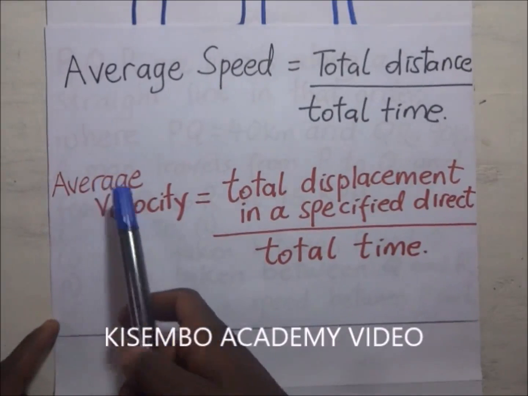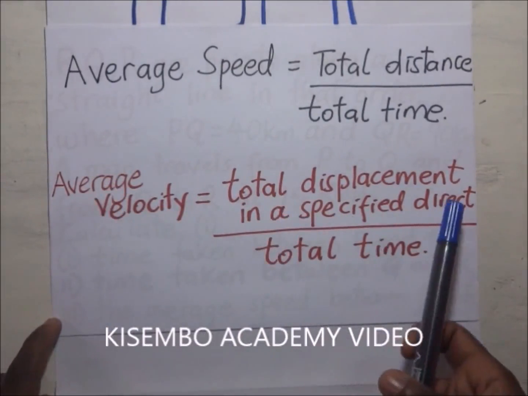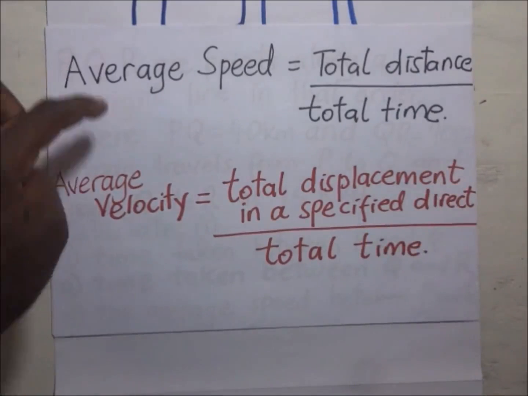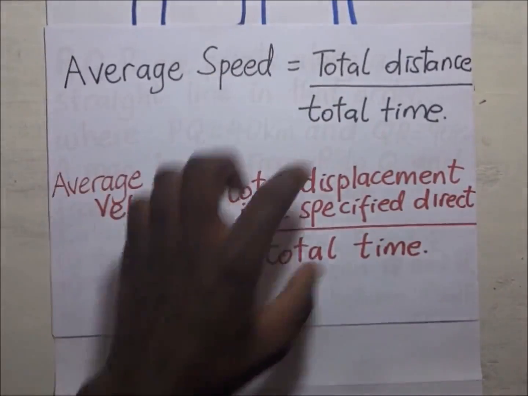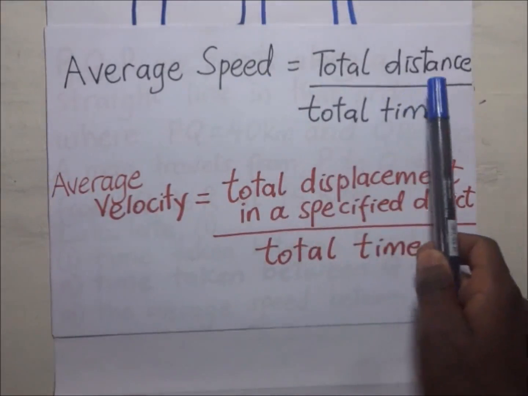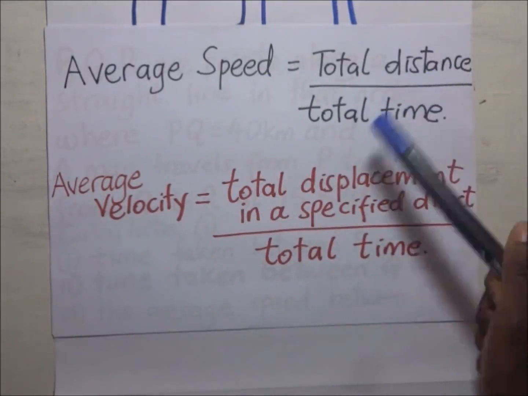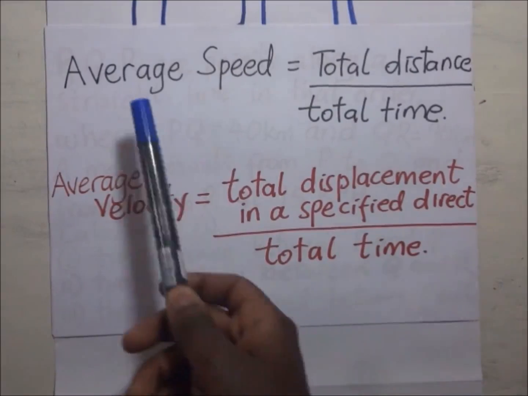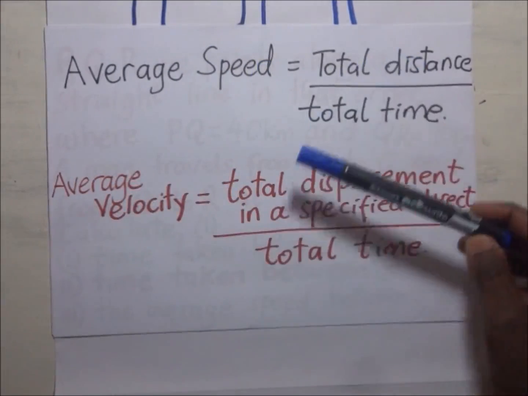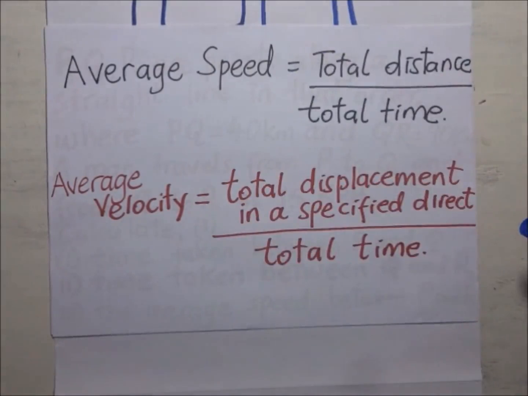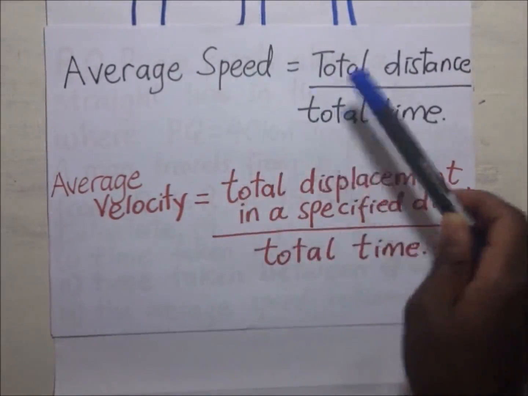It's the same thing. Average velocity is going to be the total displacement in a specified direction, divided by the total time. Now I have to explain. These two, average speed and average velocity, both have the same SI units. It's all in meters per second or kilometers per hour. Now, what's the difference between average speed and average velocity? Why do they have the same SI units, but if you look at them, they have different formulas?